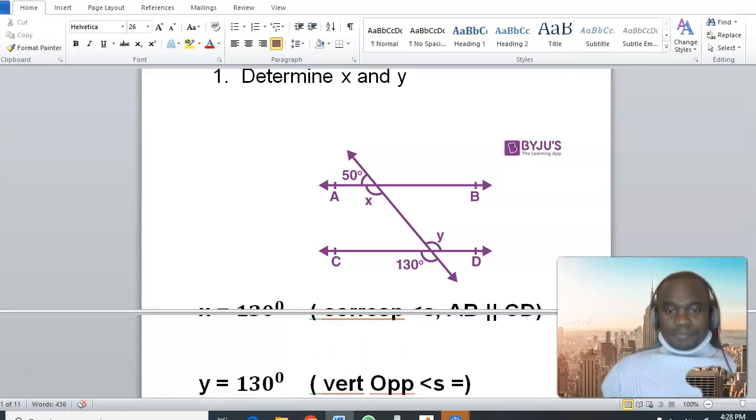Then we can also solve for y. How do you solve for y? If you check this, y is equal to 130. Vertical opposite angles are equal. So you can write this in short form: vertical opposite angles are equal.